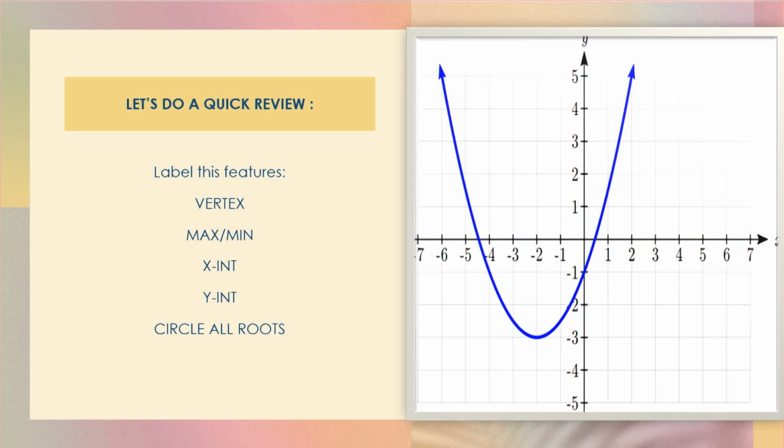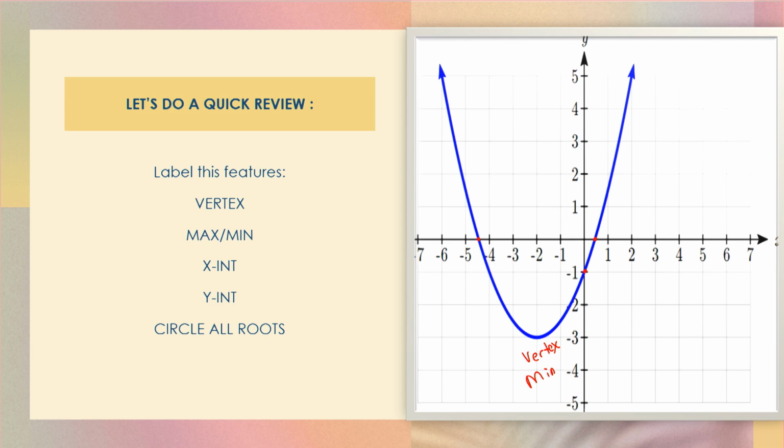So my vertex I have down here. Let's go ahead and put my vertex here. In this vertex, I have a minimum. It's the lowest point of this parabola. My x-intercepts are where it crosses or touches my x-axis. And then my y-intercept is right here.